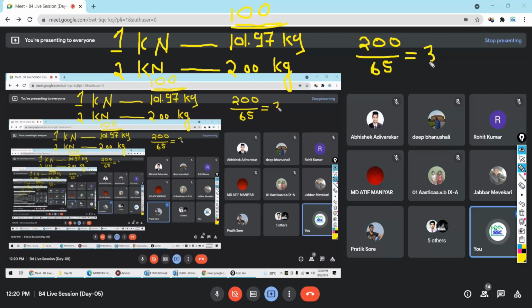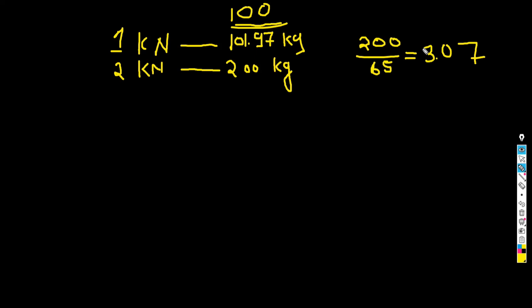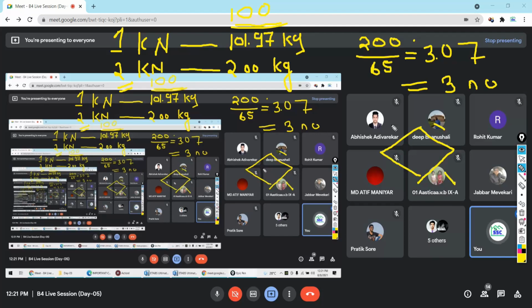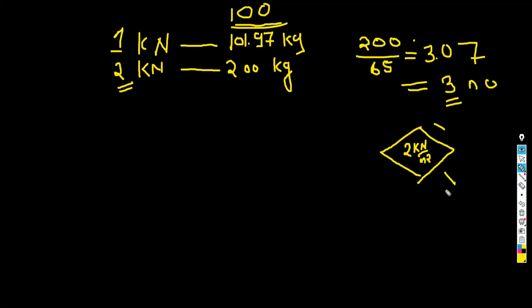3.07. So let it be rounded as 3, 3 people. So for 2 kilonewton load we are going to assign per meter square area, meaning how many people will stand over 1 meter square area? 3. So is it practical or not?